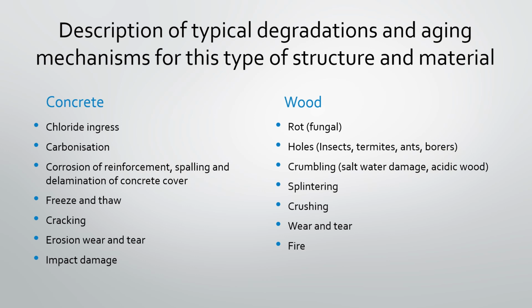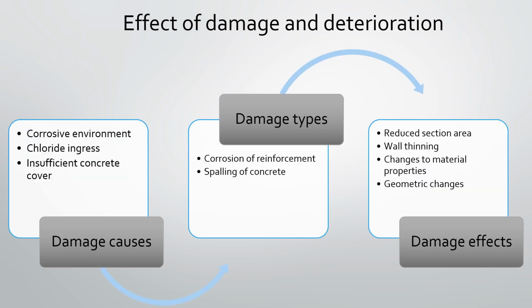For wooden structures, we would typically search for signs of rot, holes from insects, termites, ants and borers, crumbling, splintering, crushing, wear and tear, and fire damage. However, what we see in the inspection, what we call the damage type, is not the only important issue. Equally important is to know the effect of this damage on the structure. For example, how it reduces the strength of the structure or how it changed the rate of further degradation.